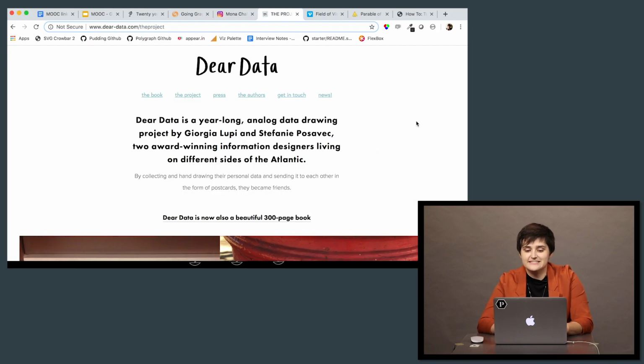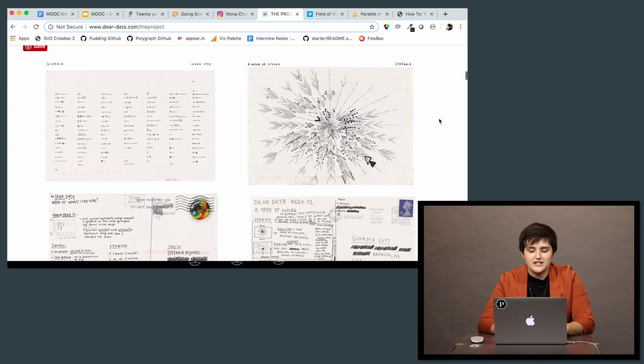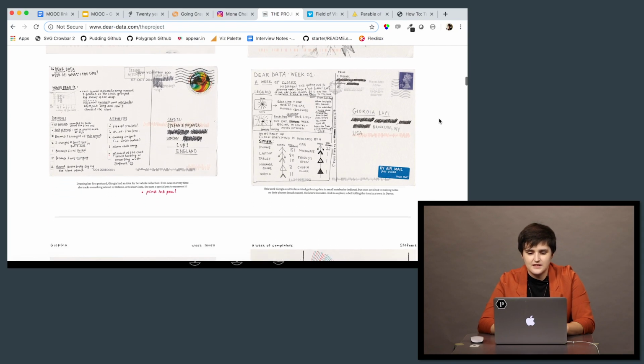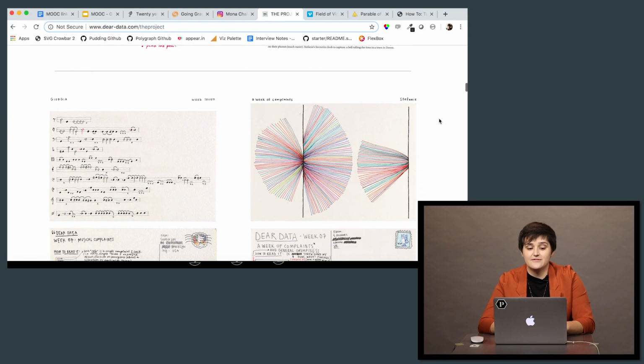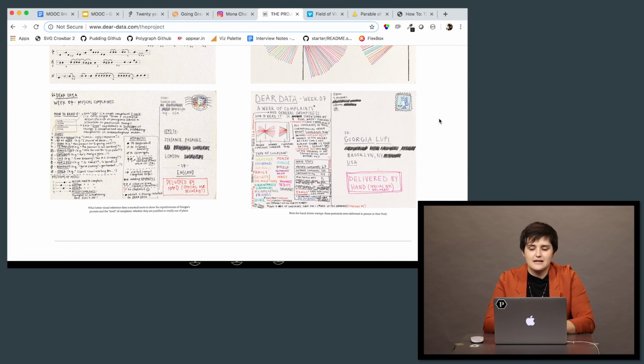Another great analog microstories project is called Dear Data, where Giorgia Lupi and Stefanie Posavec wrote postcards back and forth to each other and illustrated their day-to-day lives. This is a little bit more in that data art realm, but it's still very, very hyper-focused, and each one of these postcards contains its own microstory.